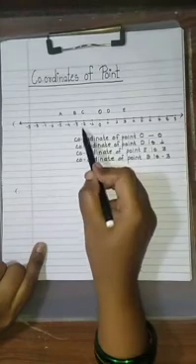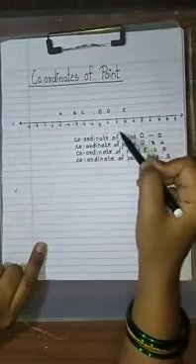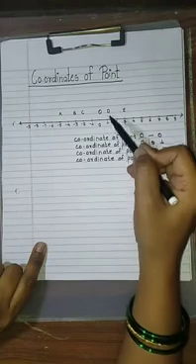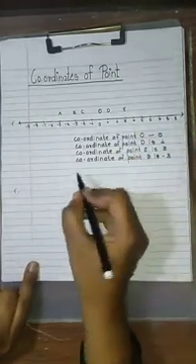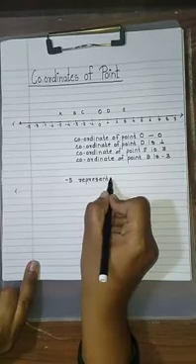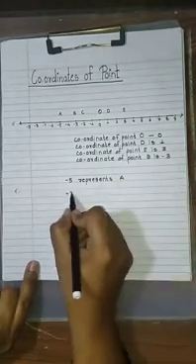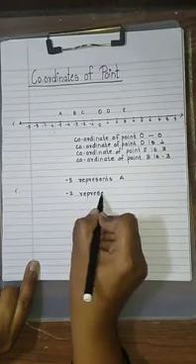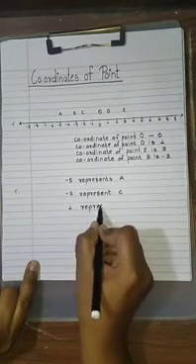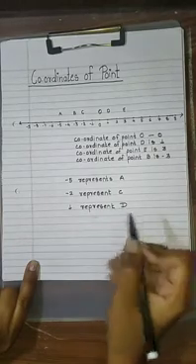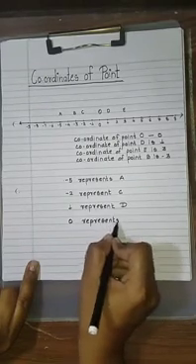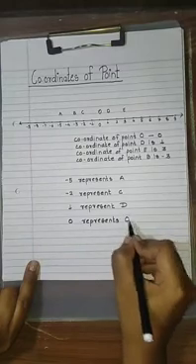Okay, you can read it as -2 represents C. You can also read it as -2 represents C, 3 represents E, 1 represents D. So see, -5 represents A, -2 represents C, 1 represents D, 0 represents O. Okay.